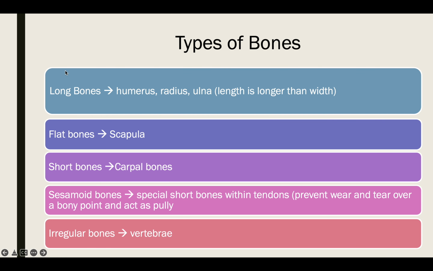Right, types of bones, long bones. These are going to be, for the most part, the bones of your limbs. So you've got your humerus, radius, and ulna. I think the key part for these is that the length is longer than the width. So we're going to go back.